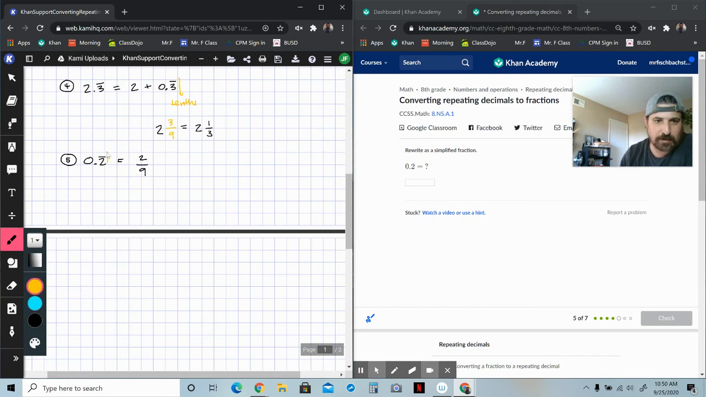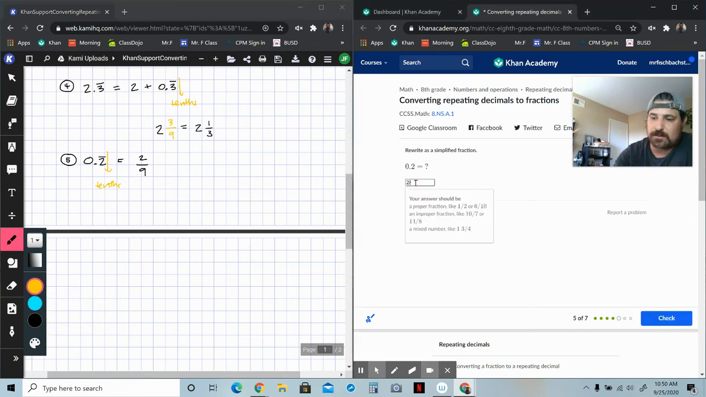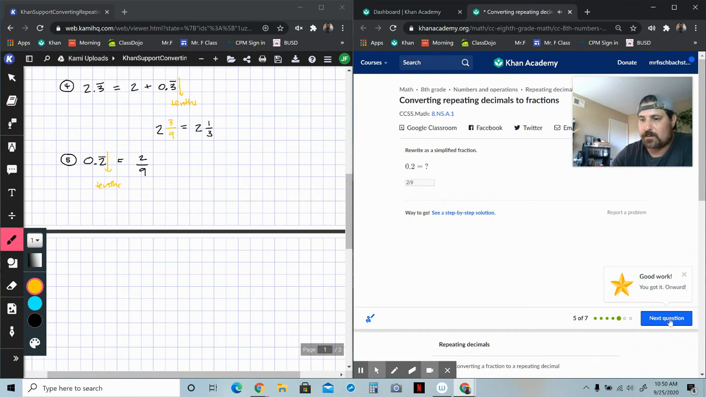And I can write it out for you again if you guys want me to write it out. So that would repeat in the tenths place. So that means that the 9 is going to be 1 less than 10 as the repeating element on the denominator. And then the numerator is just going to be the top. Okay. Now let's do the next one. This is easy, 2/9. Let's do the next one.